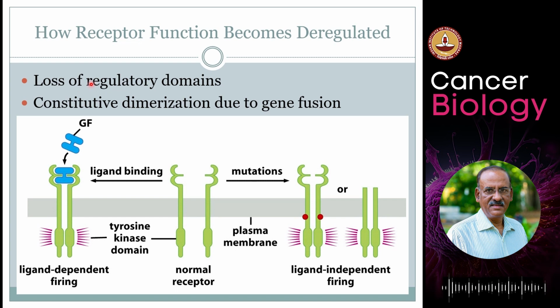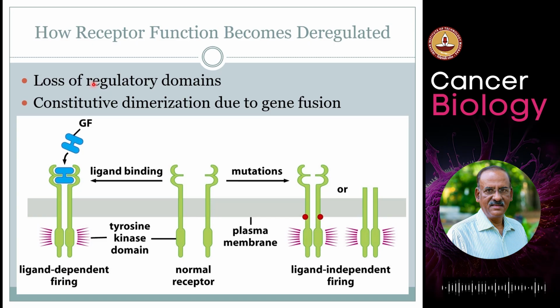What happens is sometimes the regulatory domains, maybe the extracellular domain, may be deleted in some cases. In some cases, there can be an amplification, overexpression or gene amplification of the receptor, which may also be an abnormality. And this results in constitutive dimerization. If you remember, I told you what is constitutive activation, or in this case, dimerization. That is spontaneous, without a ligand even. There can be constitutive dimerization.